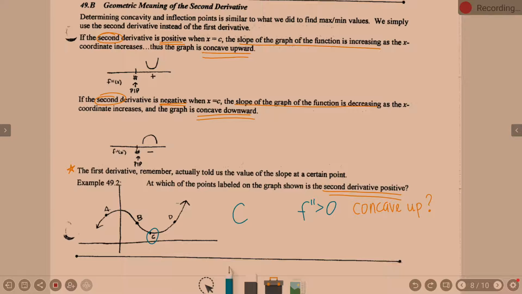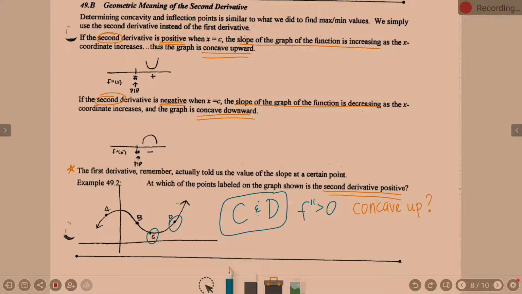No. If we had indication that it turns and goes back down, D could possibly be an inflection point. But based on the fact that my graph is continuing to go up, that leads me to believe my graph goes up infinitely. And so the entire rest of the graph is going to be concave up. So I would agree with C and D.